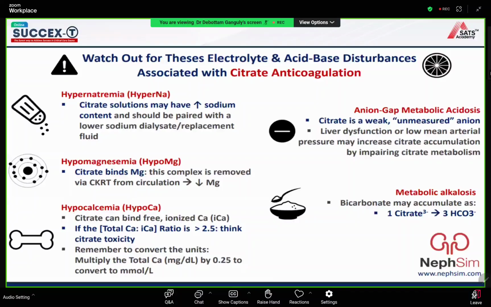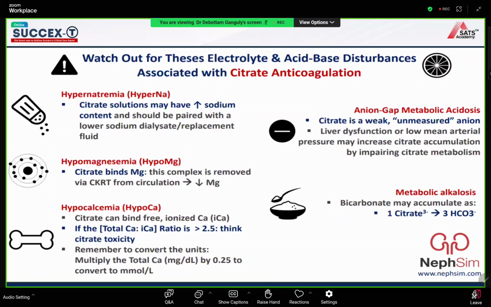So we have to watch for the electrolyte and acid-base disturbances associated with citrate anticoagulation. So what can happen when we use citrate anticoagulation? Number one is hypernatremia. Citrate solution may have high sodium content and should be paired with a lower sodium dialysate and replacement fluid, to neutralize it.